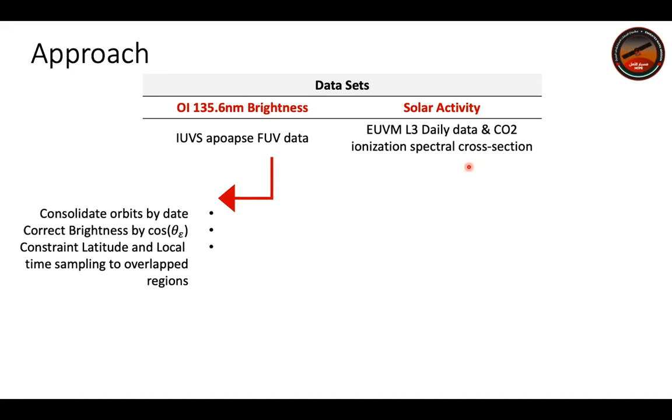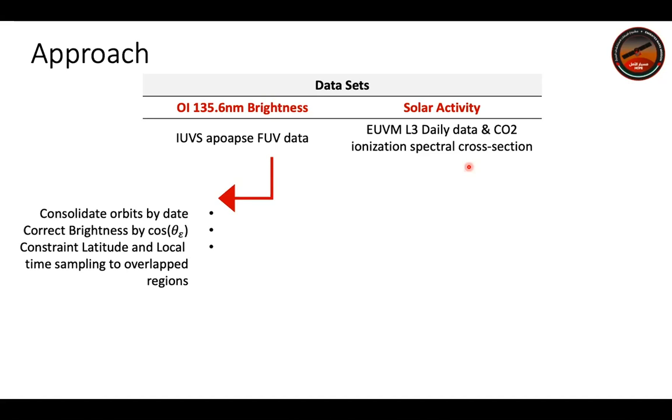The other parameters, we did filter them. So basically we constrained the sampling of them. We chose a defined latitude, defined local time sampling, and a defined solar zenith angle. So we try to make every range consistent, so when we do the correlation, we can have a meaningful result as a result of that.